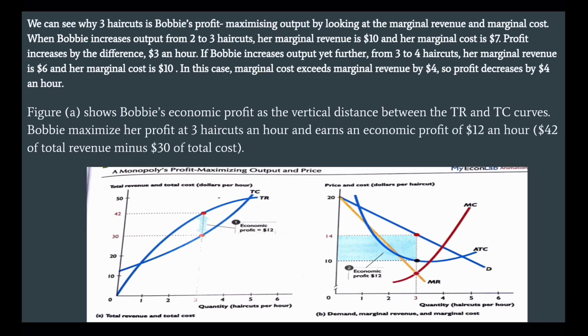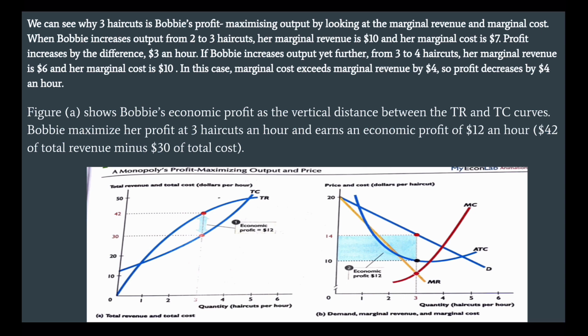You can see why 3 cuts is Bobby's profit maximizing output by looking at the marginal revenue and marginal cost. When Bobby increases output from 2 to 3 haircuts, her marginal revenue is $10 and her marginal cost is $7. Profit increases by the difference, $3 an hour. If Bobby increases output yet further from 3 to 4 haircuts, her marginal revenue is $6 and her marginal cost is $10. In this case, marginal cost exceeds marginal revenue by $4, so profit decreases by $4 an hour.